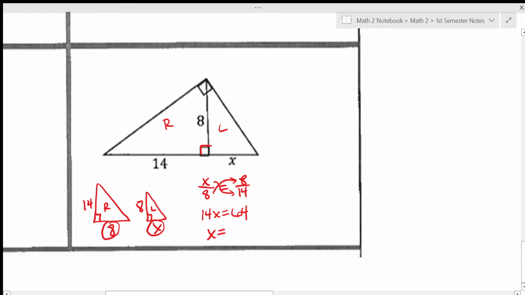And 64 divided by 14 is not an even number or even a terminating decimal. So I'm actually just going to go ahead and reduce the fraction and then leave it as a reduced fraction, because that will be a more accurate answer than rounding my decimal.